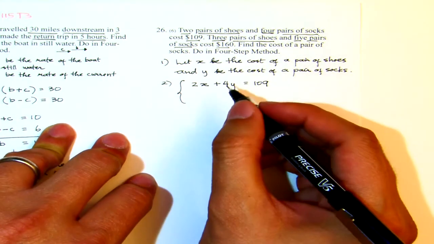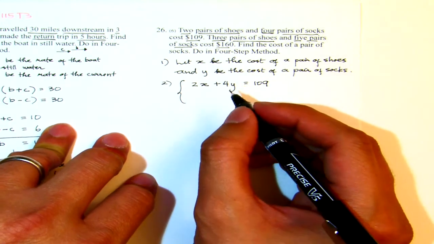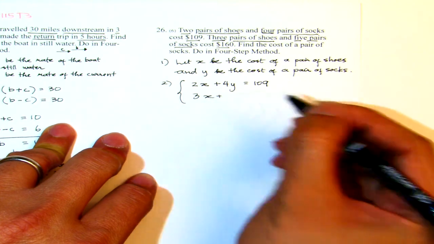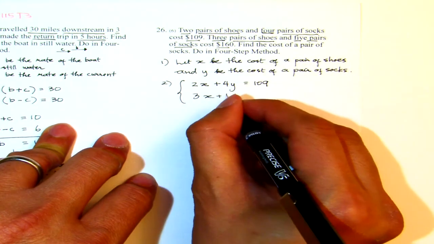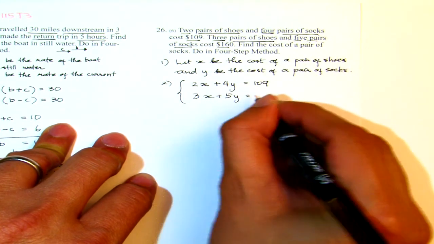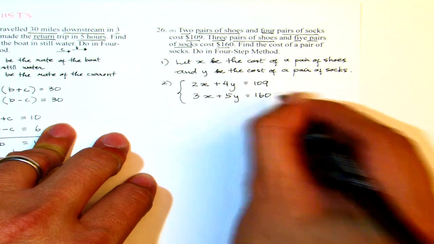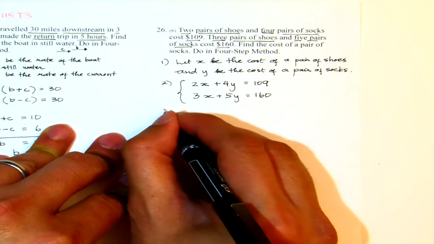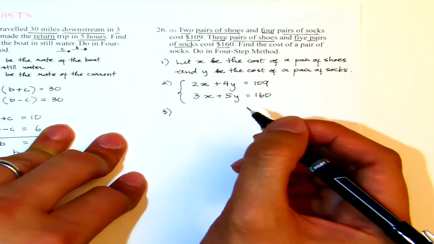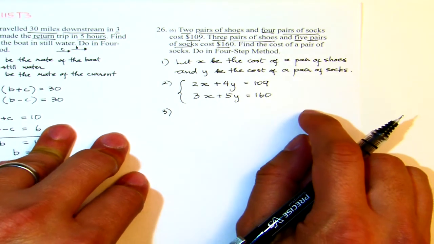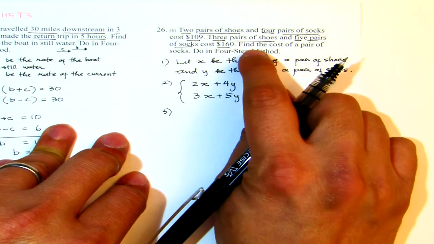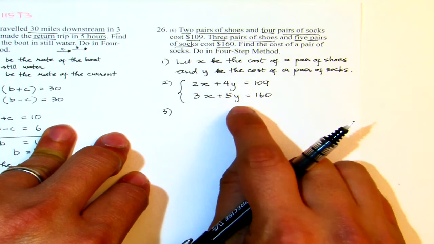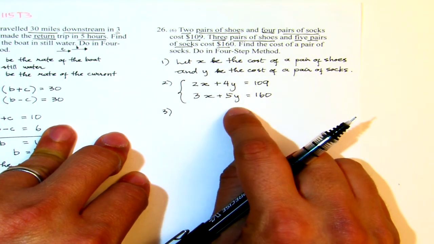The second sentence, if we follow the same logic, 3 pairs of shoes, that's 3x. The cost of 5 pairs of socks will be 5y equals 160. Now, that's the system of equations we need to solve. If we look back, the question here is to find the cost of a pair of socks. It means we need to solve for y.